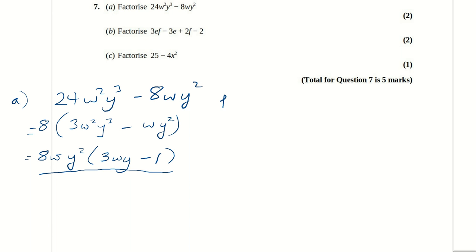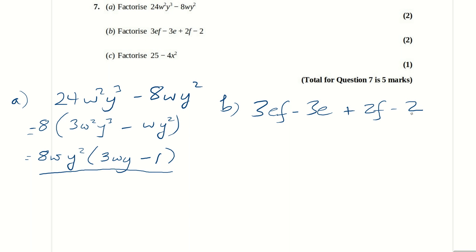Right, now B is a bit of a weird one. It's a little bit harder because, in a way, at first you might look at it and think, well, we can't factorise it because there's nothing that goes into each of these terms. You know, there's E here and here, but there's no E's here. There's an F here and in the first term, but there's no other F's. There's no number that goes into 2 and 3. However, it's 4 separate terms.